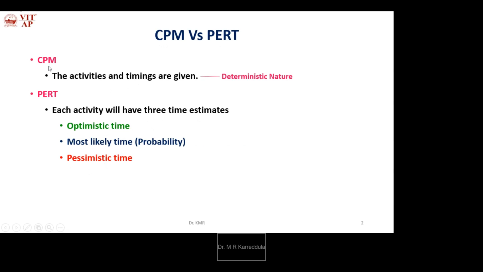Coming to CPM, the given time is of a deterministic nature. Every activity has a deterministic time, so a particular period is given to start and finish the activity in CPM. Whereas in PERT, we have three different time intervals of a non-deterministic nature: the best time to start the activity, the average time, and the worst time.